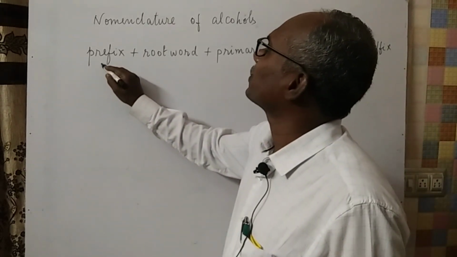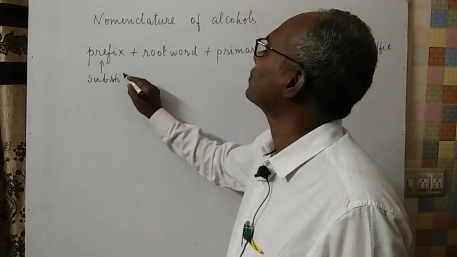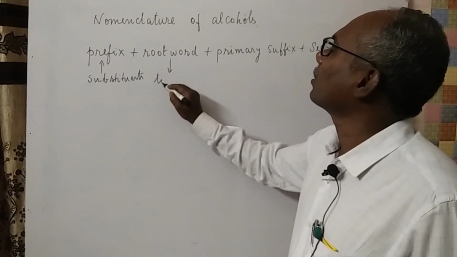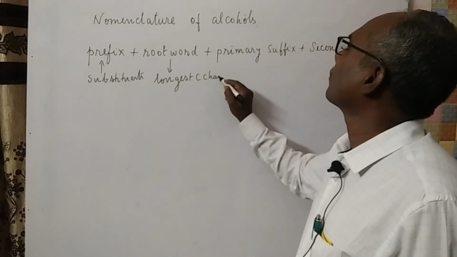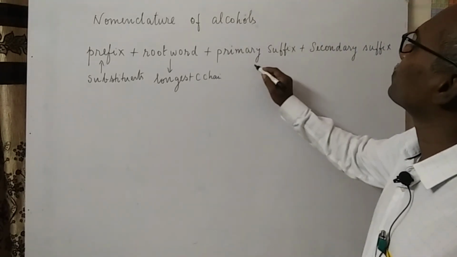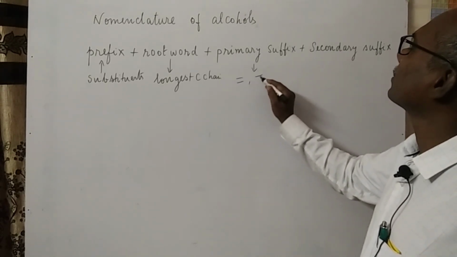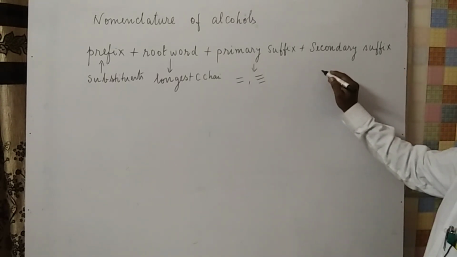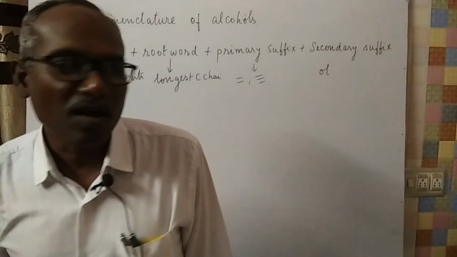So prefix speaks about the substituents present in the chain. Root word speaks about the longest carbon chain. And the primary suffix speaks about any unsaturation present in the chain. And then secondary suffix, it ends with "ol" for alcohol. First, you have to choose the longest chain.